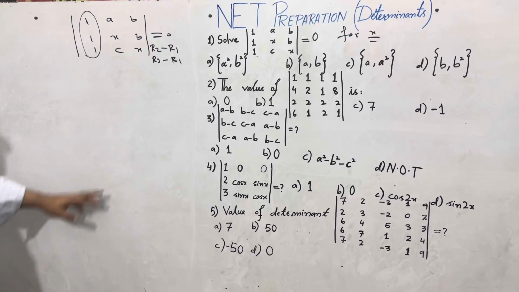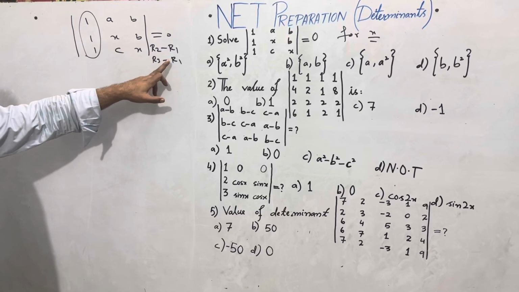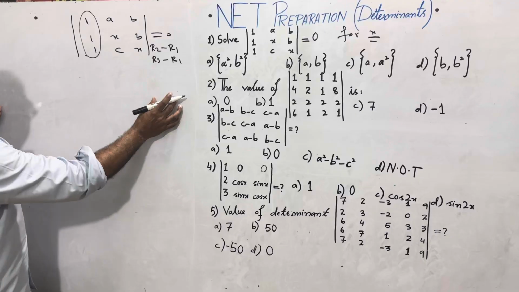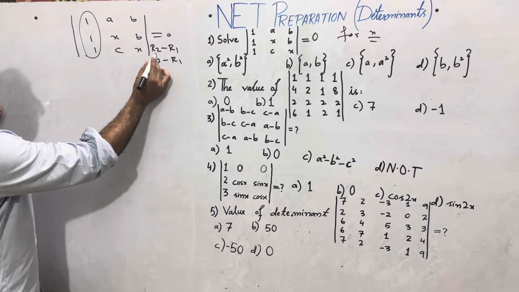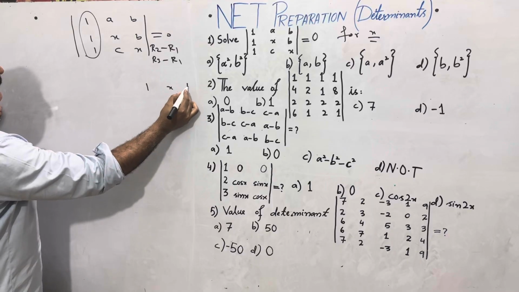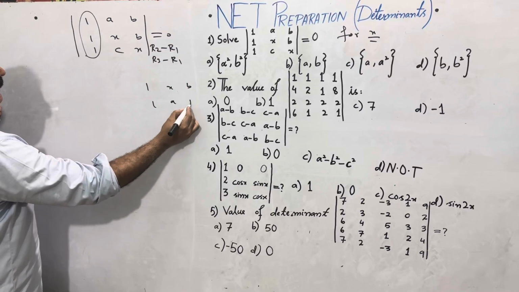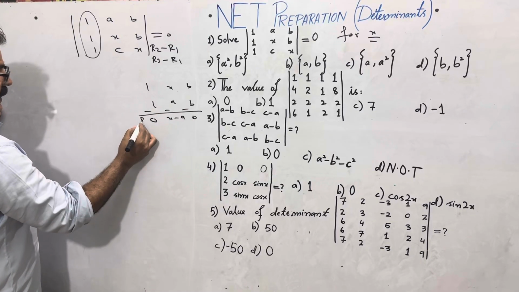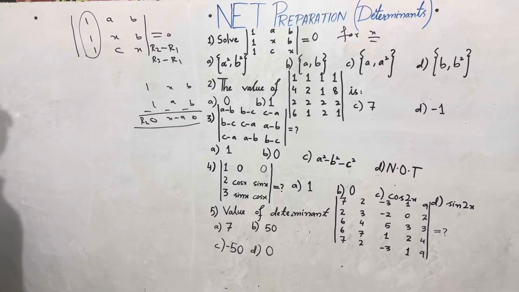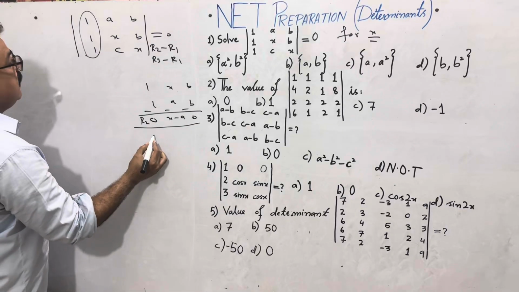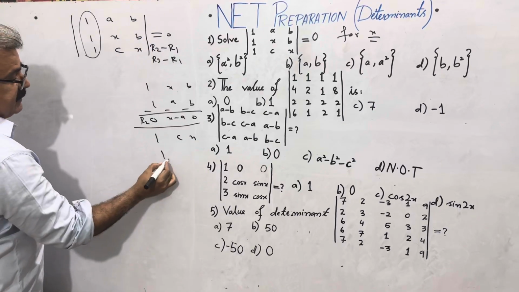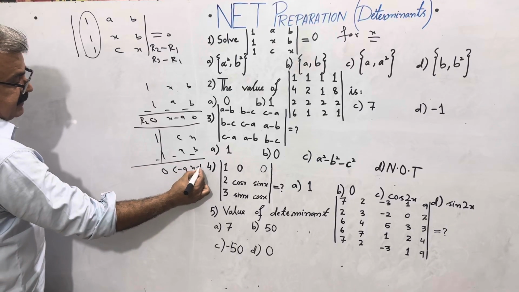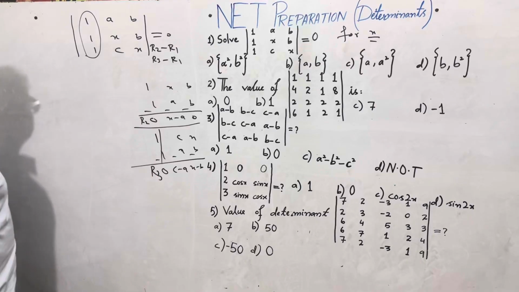Here column 1 is 1 1 1. Switch over to this strategy: R2 minus R1, R3 minus R1. It will give 0 0 here. Let me solve for you, rough work. R2 is 1, x, b and R1 is 1, a, b. Subtracting, we have 0, x minus a, and 0. Similarly for R3: 1, c, x minus R1, 1, a, b, we get 0, c minus a, x minus b, and we accommodate this instead of R3.